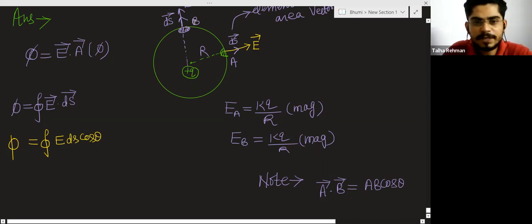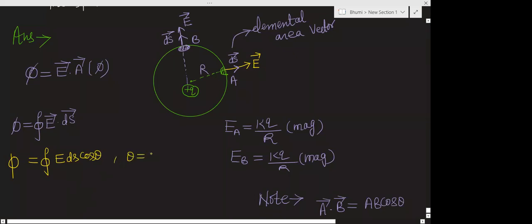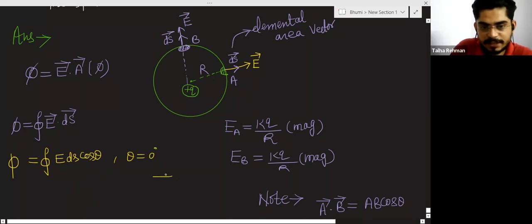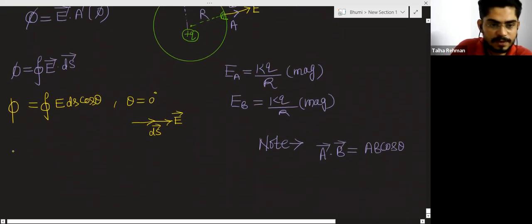So what is the angle between the electric field and the ds vector here? What is the theta here? Both are in the same direction. So theta will be 0 degrees. The electric field is in this direction and the ds vector is also in this direction. If two things are in the same direction, the angle between them is 0. So now we will solve for the value of phi.